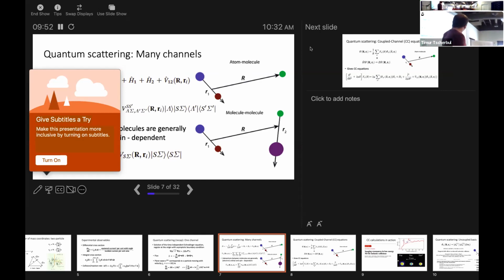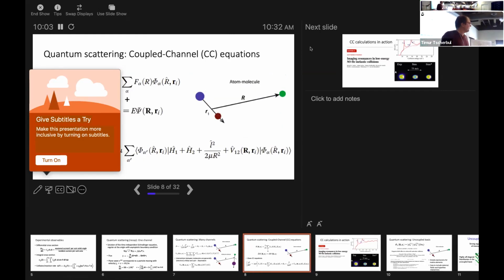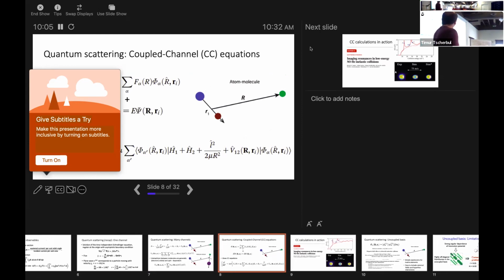But this is the general form of the potential. If you feel like you need a more thorough treatment, you can always go back to that. Then, once you expand the wave function in some channel basis, and we'll come back to that, you combine it with the Schrödinger equation and do some math, like projecting it out, and basically you can derive what are known as the coupled channel or close coupling equations, which are the central theoretical tool of quantum scattering theory.